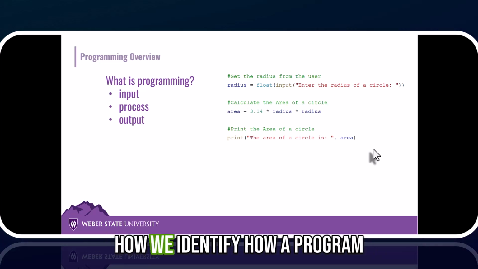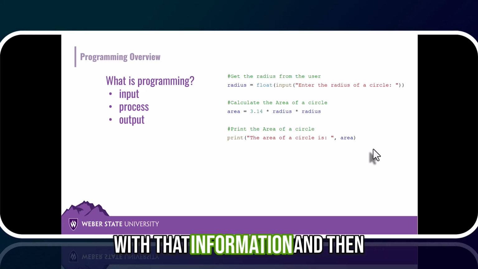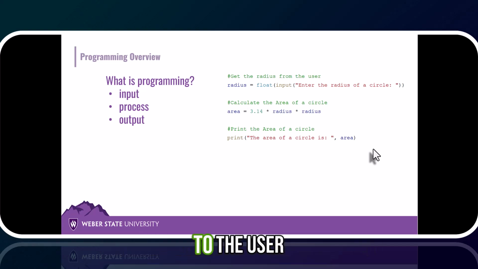That's typically how we identify how a program works. Usually we're entering in information, we're doing something with that information, and then we're outputting that information to the user.